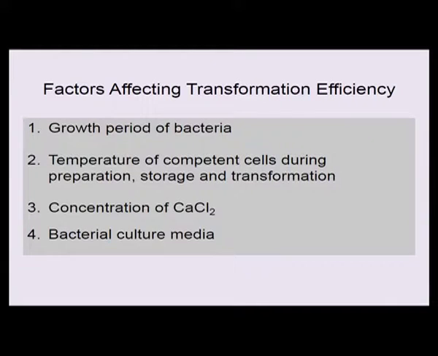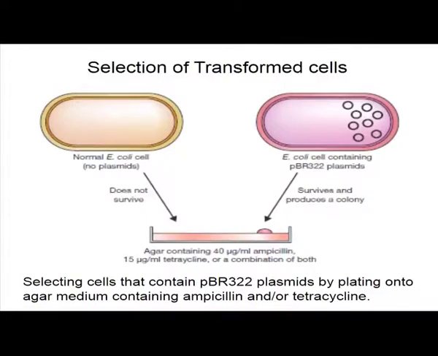So, in all, we have understood the importance of these 4 factors in regulating the transformation efficiency. So, ma'am, how do we isolate the transformed cells? Yeah, we do have various methods of isolating the transformed cells. The first method is the selection of transformed cells.